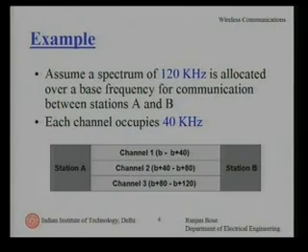Let us look at a simple example. Suppose we have an allocation of about 120 kilohertz of bandwidth, and we require to communicate from station A to station B. A very simple way is to divide the entire bandwidth into 3 sub bands, and each one here is known as a channel, channel 1, channel 2 and channel 3 share about 40 kilohertz of bandwidth.